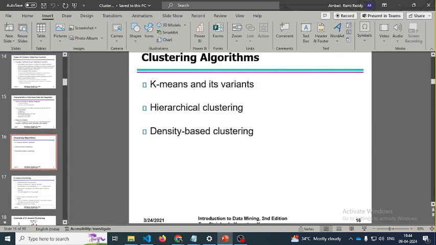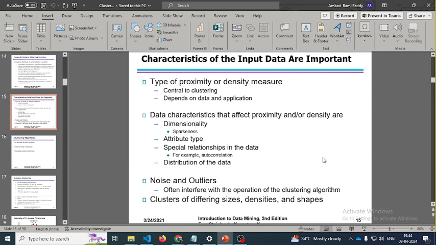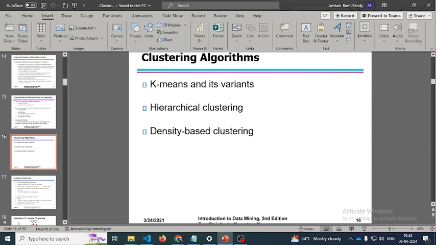Then come to clustering algorithms. Up to now, whatever you have seen is the basic funda about clustering analysis. Now we will see a few algorithms. The first clustering algorithm is k-means, and k-means again may have some variations, such as how you are going to compute the k value and centroid value.